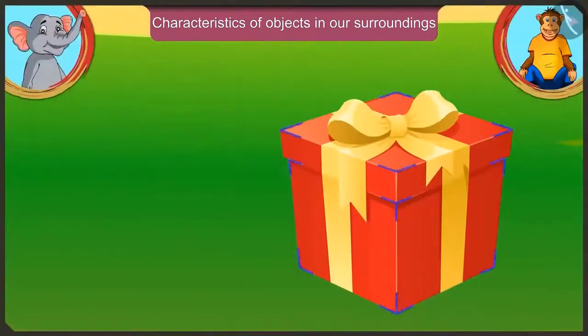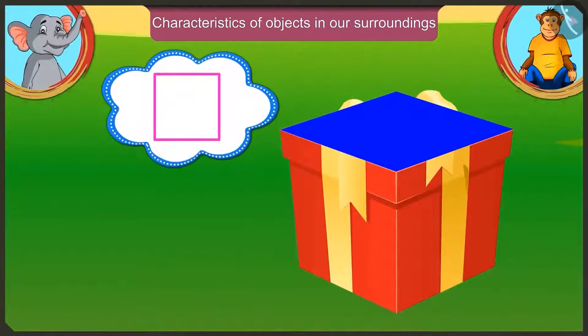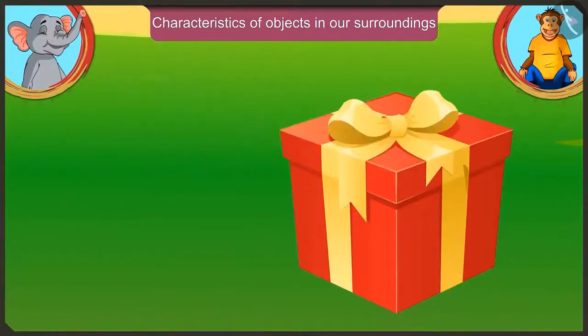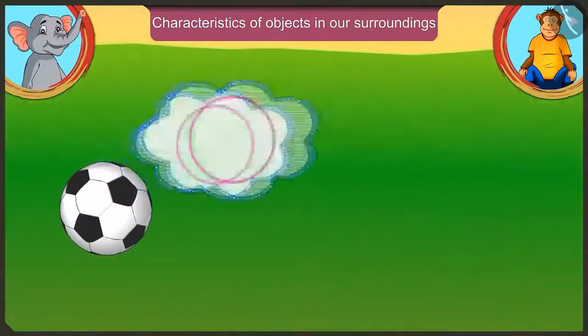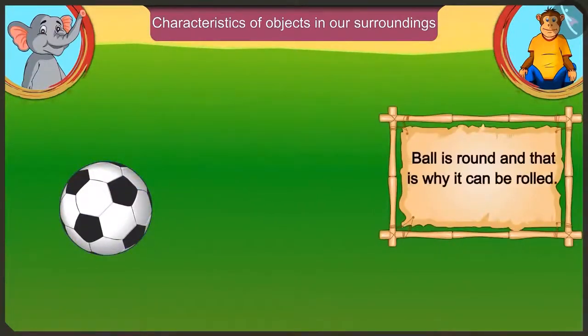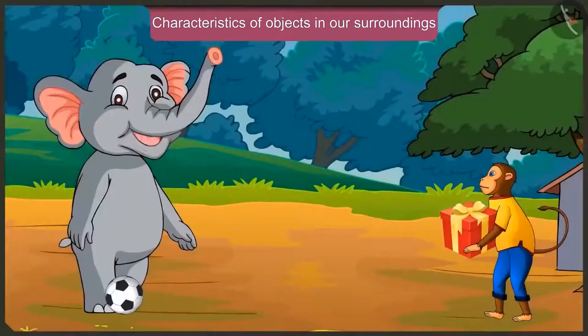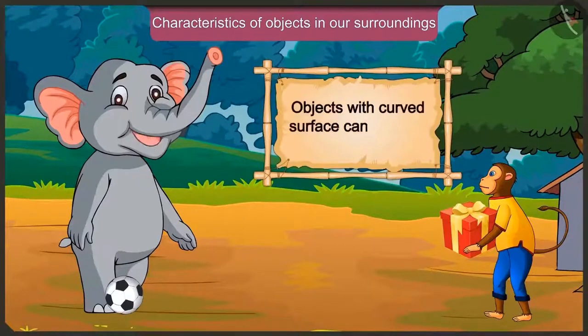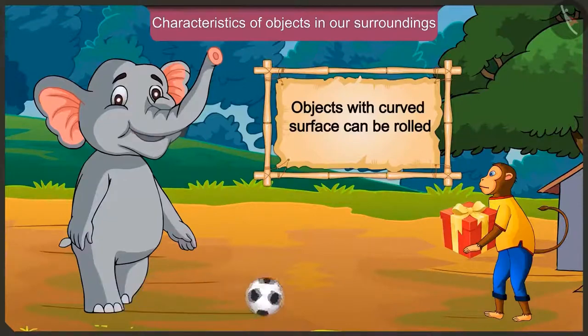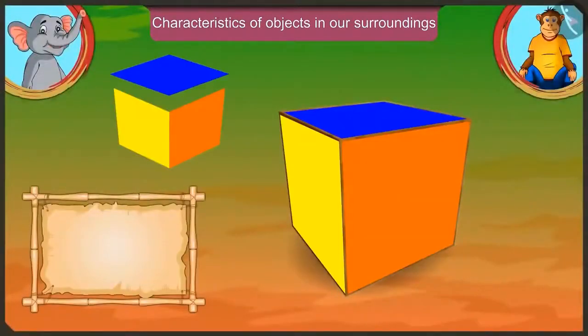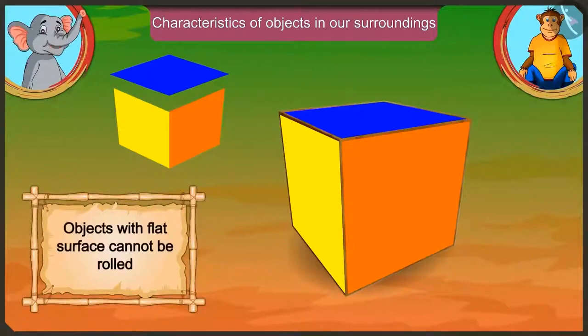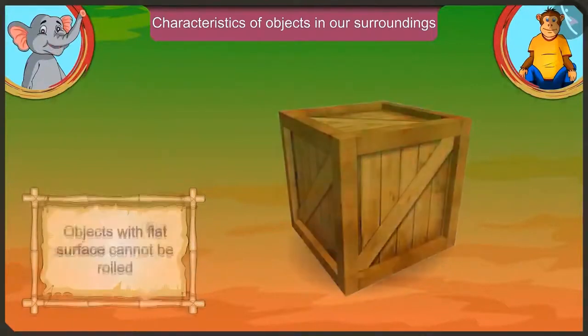Yes, Appu. This box has corners and its surface is also flat. This is why it cannot be rolled. Your ball is round and that is why it can be rolled. Okay, I have understood that an object which has a curved surface, which doesn't have corners, can be rolled. And those objects which have a flat surface cannot be rolled, isn't it?